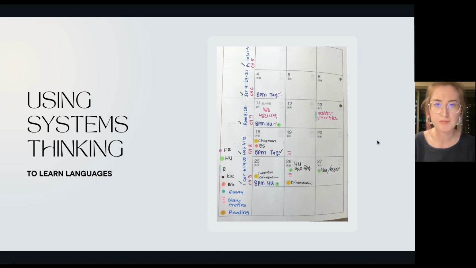Obviously, this is not going to make me more fluent in a language. It's not really helping me learn. It's just a way for me to visualize language learning and make it even more apparent in my life.